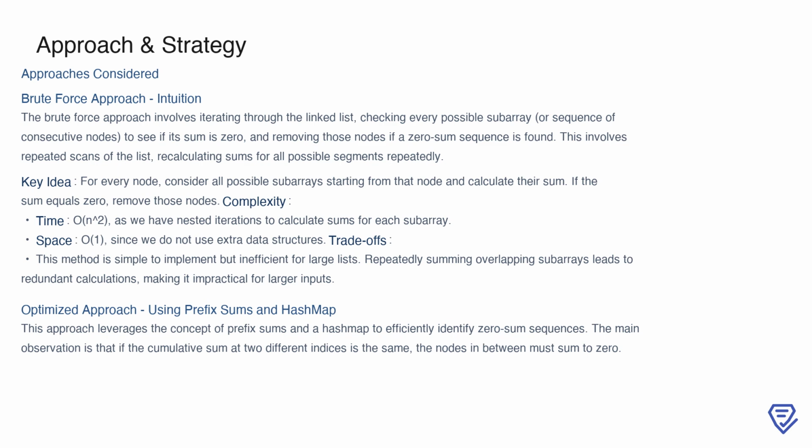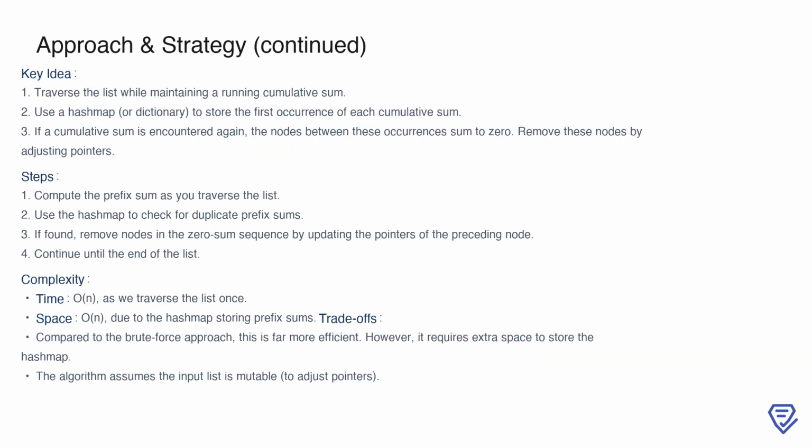To improve efficiency, we can adopt an optimized approach using the concept of prefix sums combined with a hash map. The key insight here is that if the cumulative sum at two different nodes in the list is the same, then the nodes between these 2 points must sum to 0. This allows us to identify zero-sum sequences without the need for repeated summation. The steps for this approach are as follows.